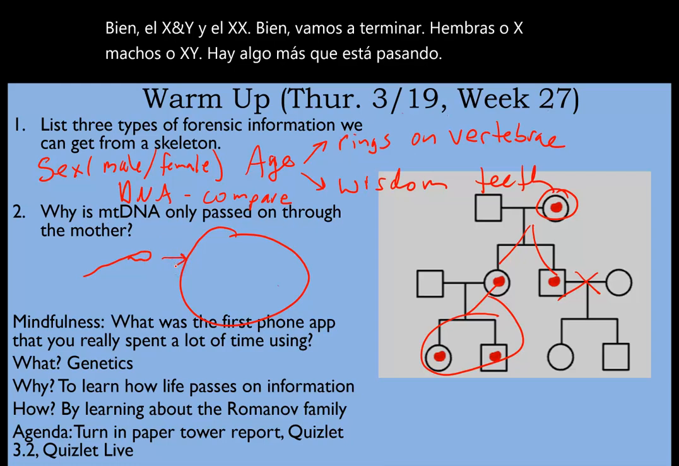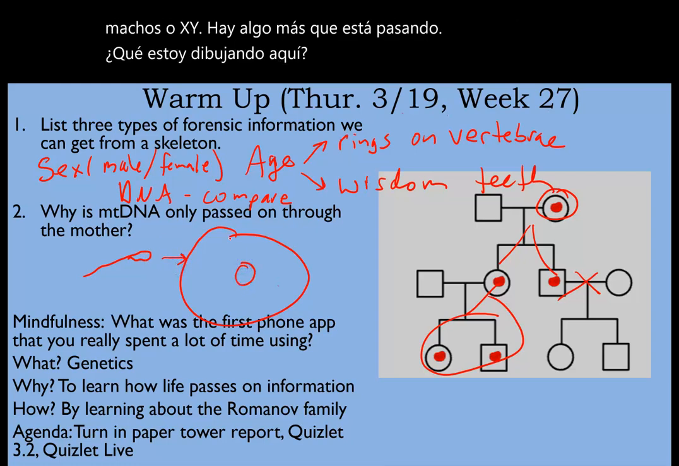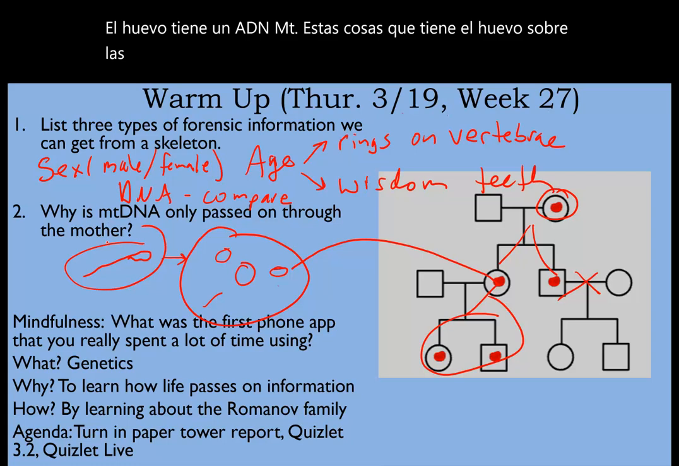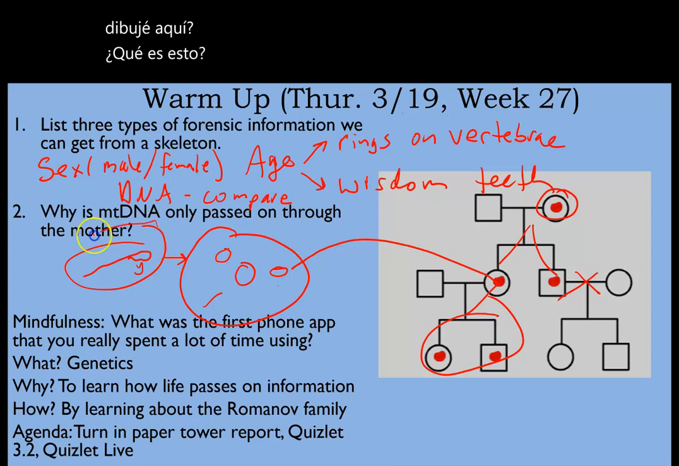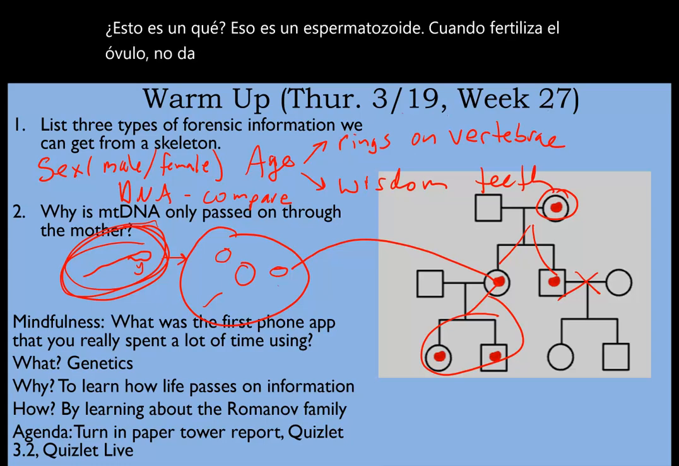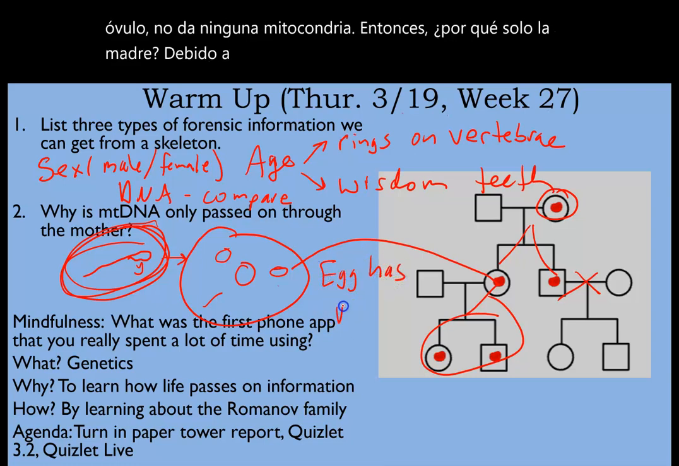What am I drawing here? Sonny. The egg has the empty DNA. These things the egg has. What did I draw over here? What's this? This is a what? That's a sperm cell. When it fertilizes the egg, it doesn't give any mitochondria. So why only the mother? Because the egg has mitochondria. And of course, the egg comes from the mother.